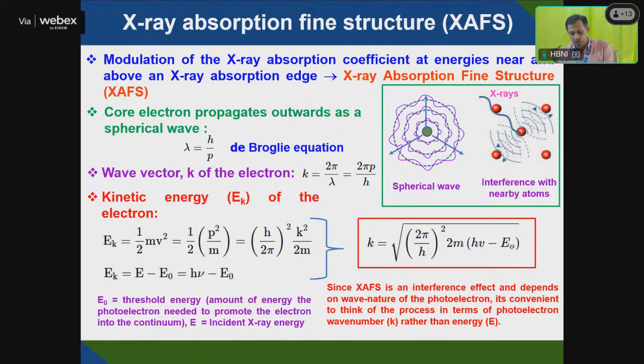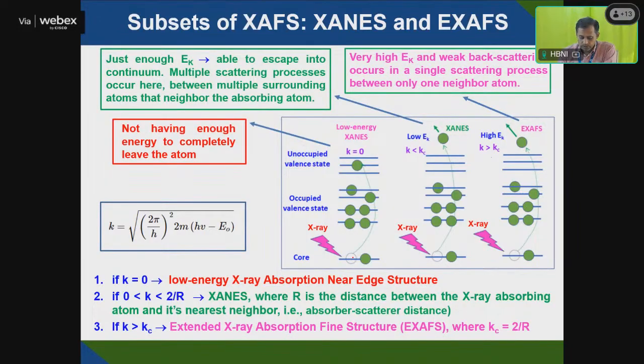Let me discuss this first one. This is your core electron, and you can see one electron is knocked out from the orbital. One case is going to the unoccupied vacancy state. If the incident X-ray does not have enough energy, it will not completely knock out the electron, so it will go to the unoccupied state. With that low energy X-ray, the information you get is X-ray absorption near edge spectroscopy.